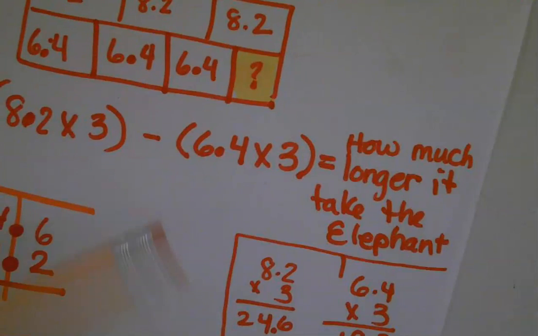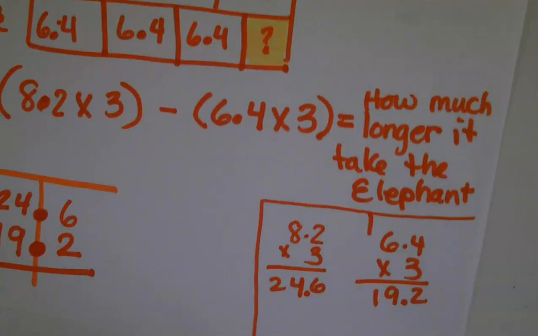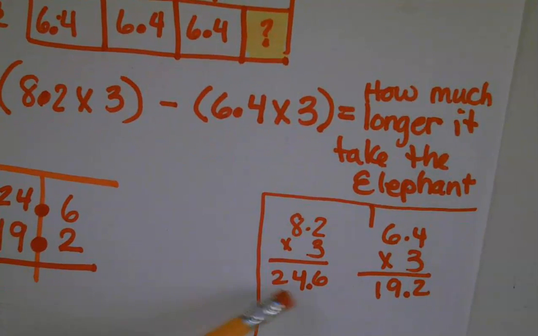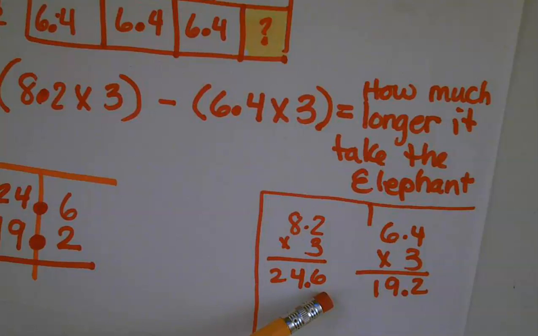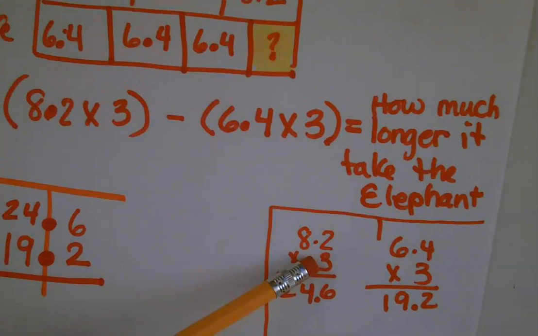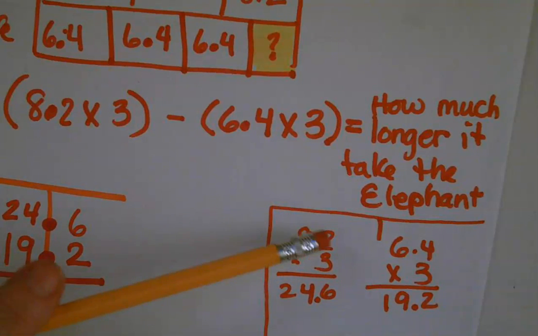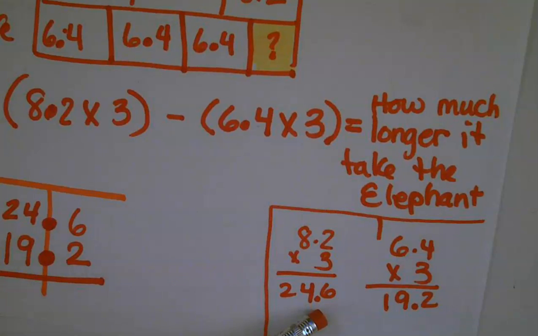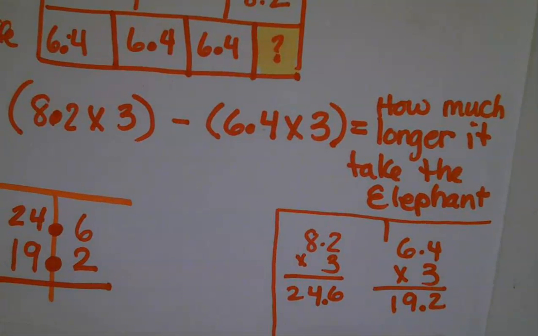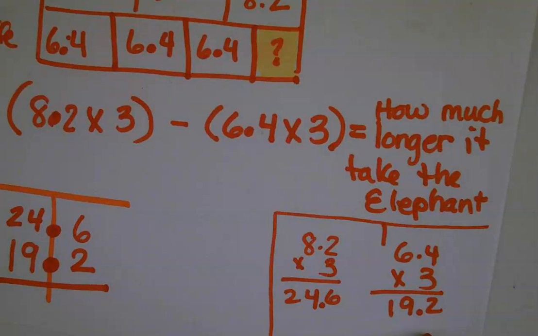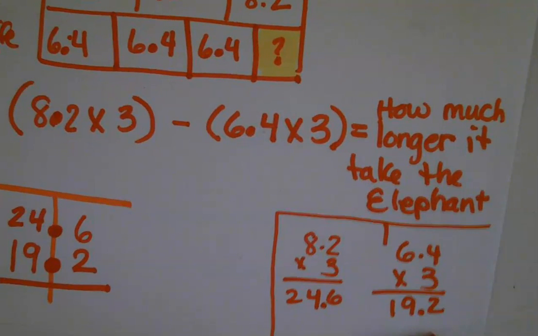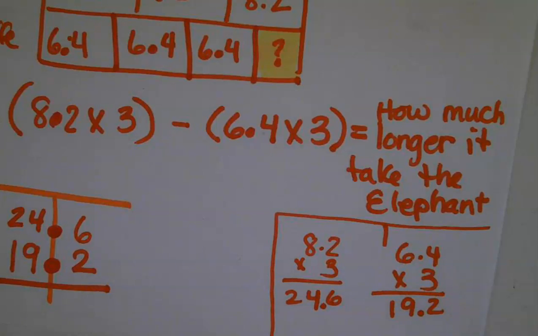So first I've done the multiplication, 8.2 times 3, and I end up with 24 6/10 of a minute. Now remember, when you multiply decimal numbers, you multiply first, and then you count the number of decimal places in each factor. I only have 1 decimal place, so I need 1 in my product. All right, then 6.4 times 3, I get 19 2/10. And again, I simply have tenths in my product.